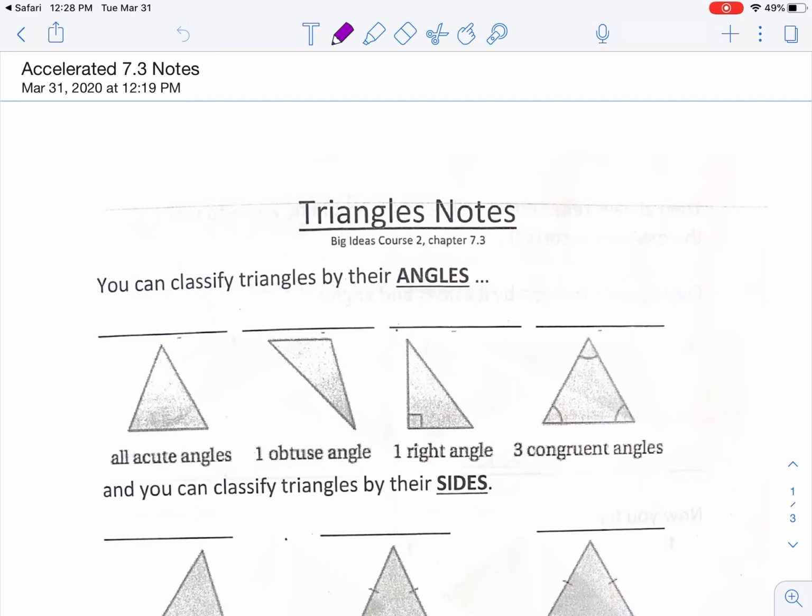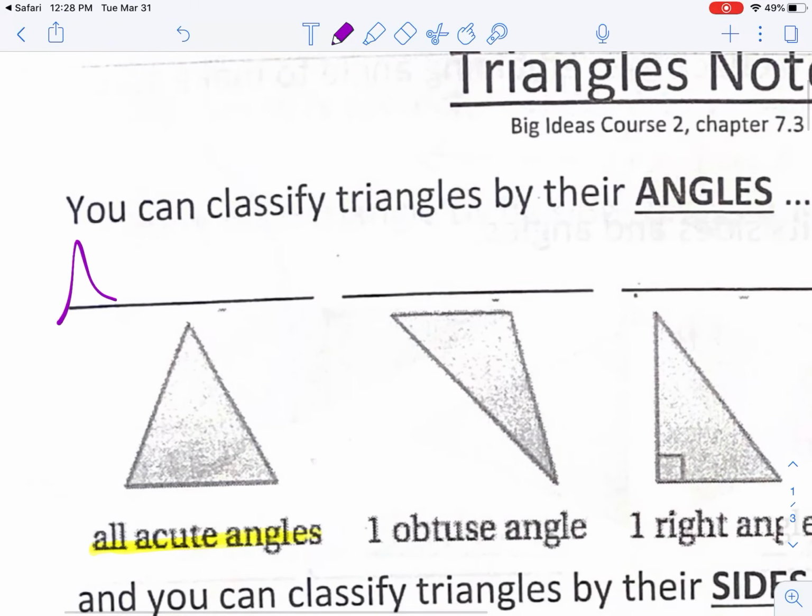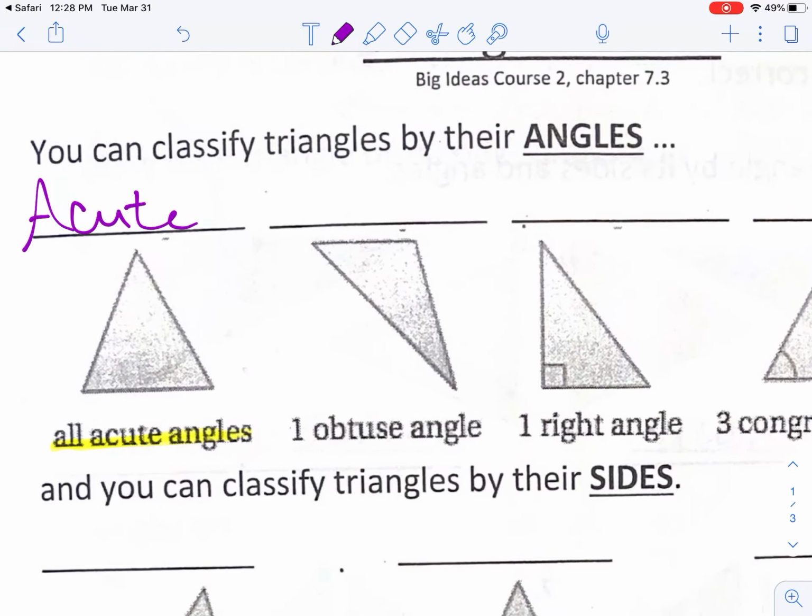Okay, all right, so on the first set of notes, we're going to classify triangles by their angles, the inside of their angles. Starting on the left, you can look at this triangle and see that all of the angles on the inside of the triangle are all acute, meaning they are all less than 90. So if all three are less than 90, we're going to classify this triangle as an acute triangle.